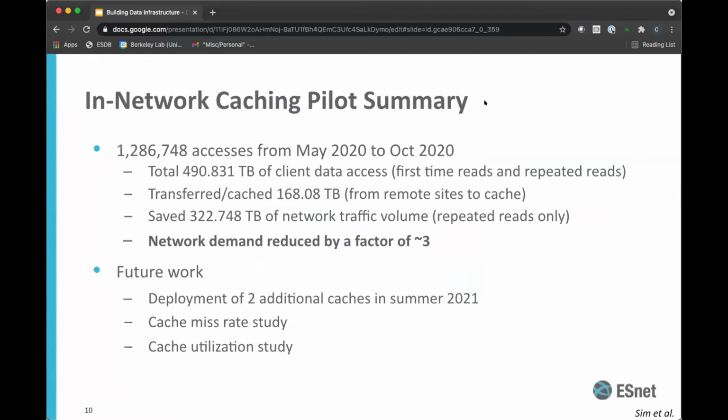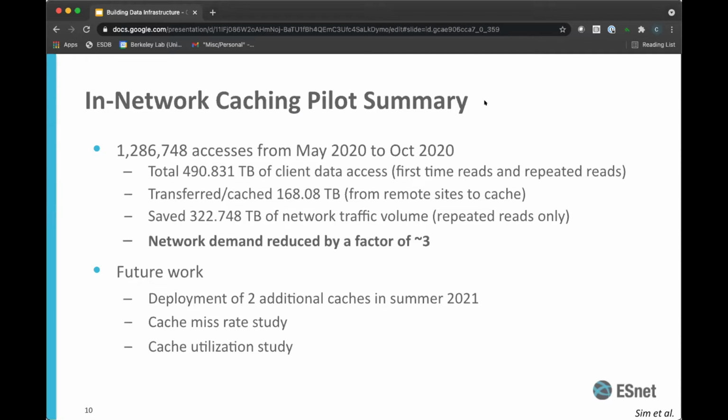This is just kind of a summary of what I mentioned. Essentially there were about 1.2 million accesses over the period that we ran the pilot. There's a network savings of 3x. So it's proven to be reasonably impactful that we're actually going to be deploying 2 additional caches in summer, right?